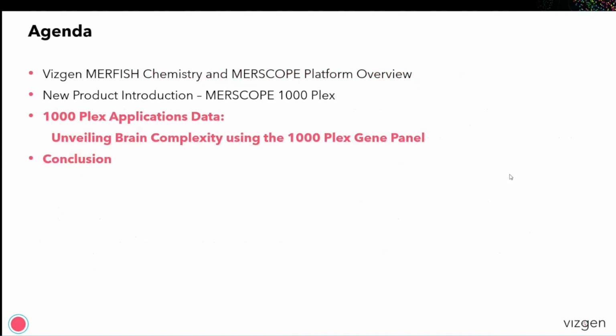And to demonstrate some of that applications data and what you can do with the 1000-plex gene panel solution, I'm now going to turn things over to Renchao Chen, who's our data application scientist, and he will walk through some of the exciting data he's generated on both human and mouse brain samples.